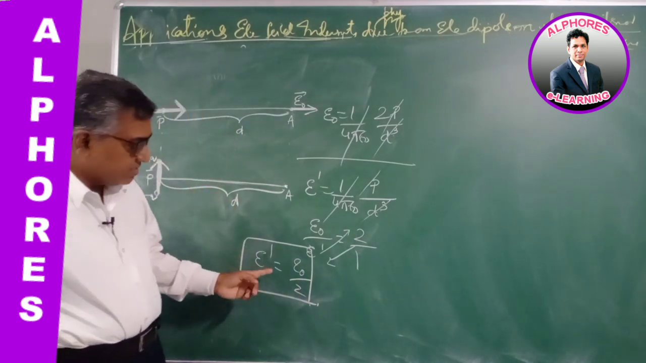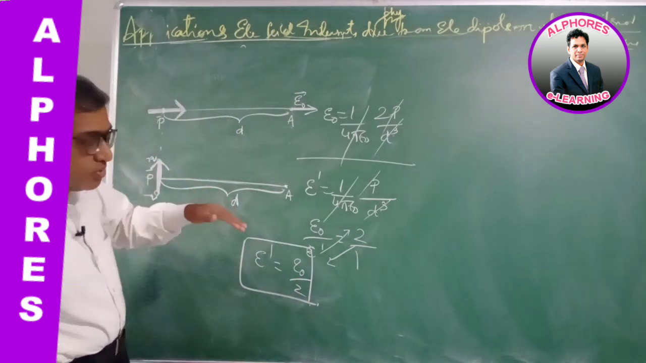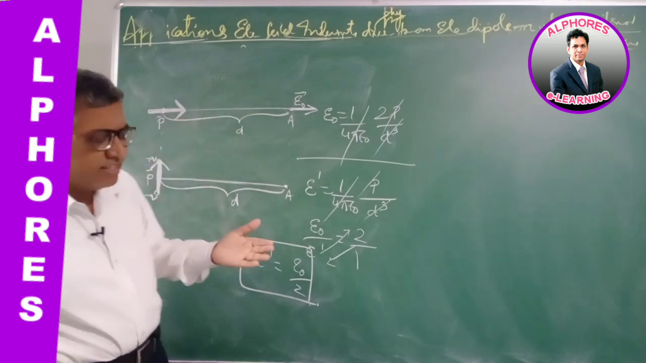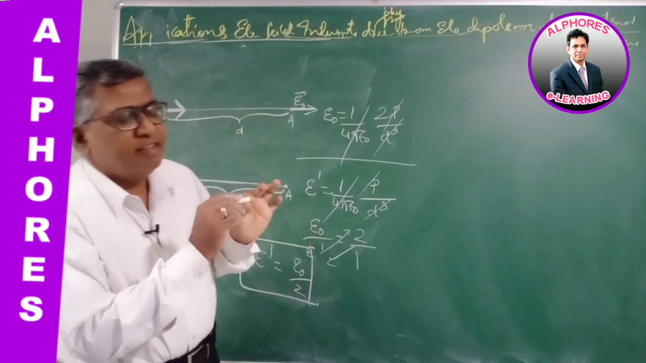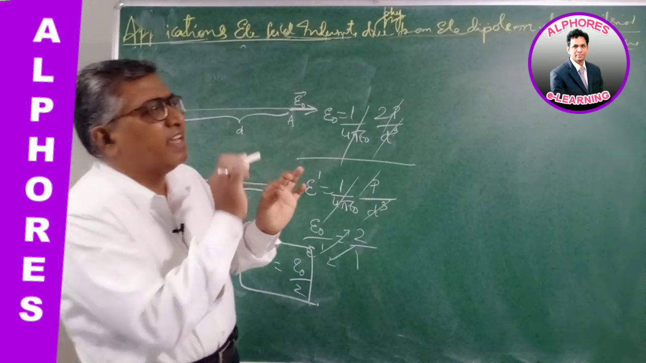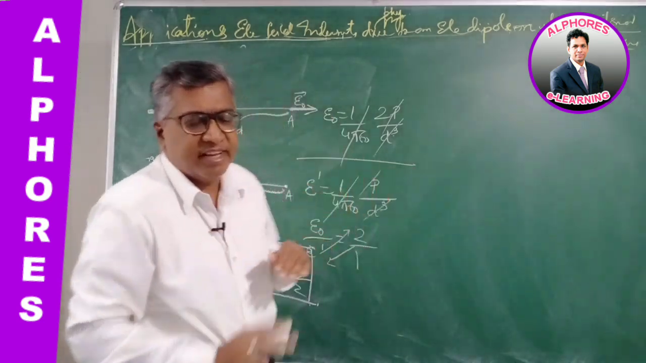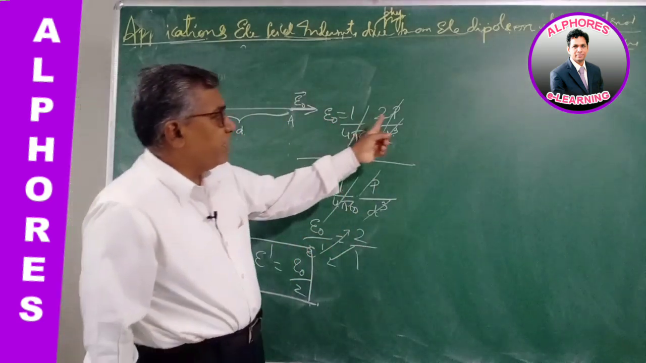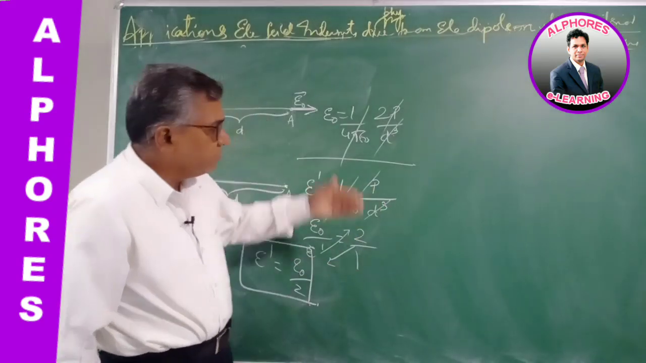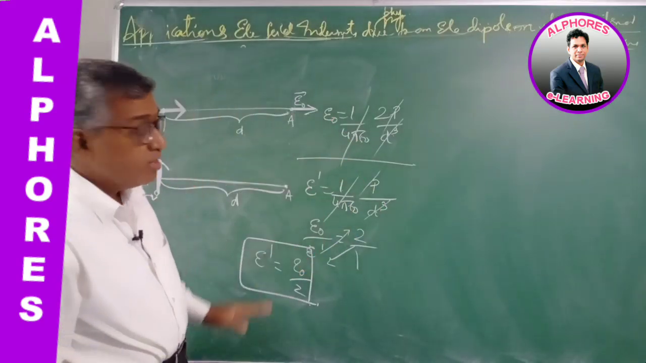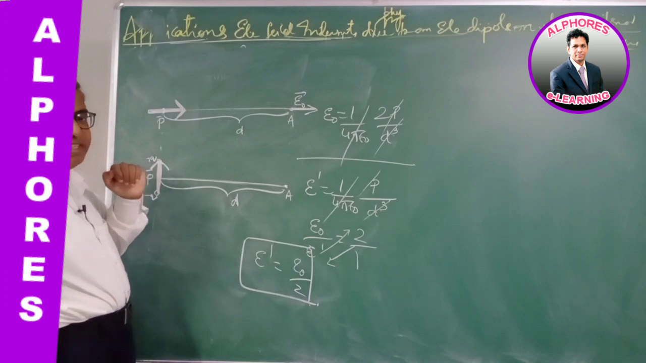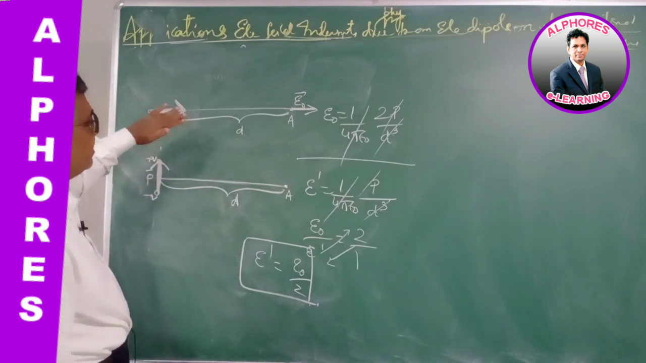It's becoming half. The earlier question was very direct: if I consider a point on the axial line, then I consider a point on the equatorial line. It is very clear. Axial we know is 2p by d cube, equatorial we know is p by d cube. We divide and get the answer. But instead of giving the question in that form, he gives it in this way.